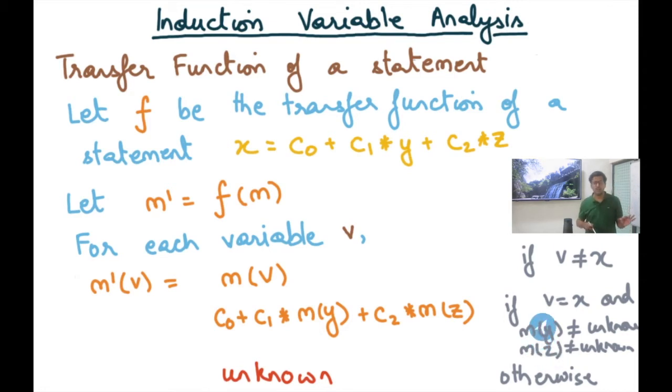So recall, in this analysis we have a semi-lattice of finite height, and the bottom value here is the unknown value. And so if m y evaluates to the unknown value, then we don't really use this expression.